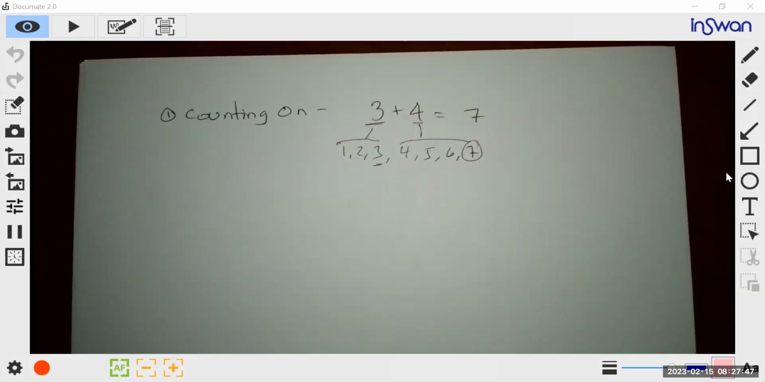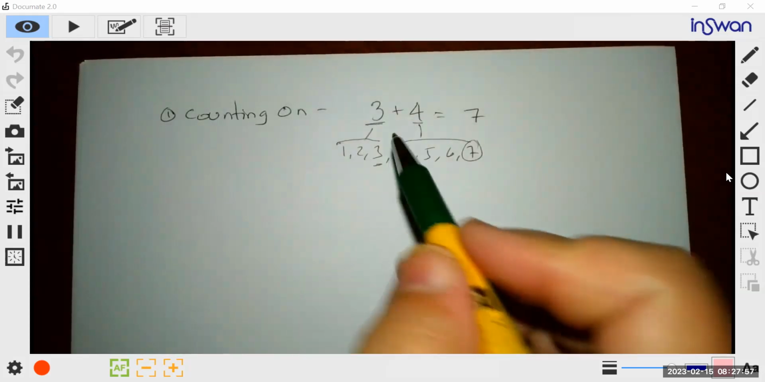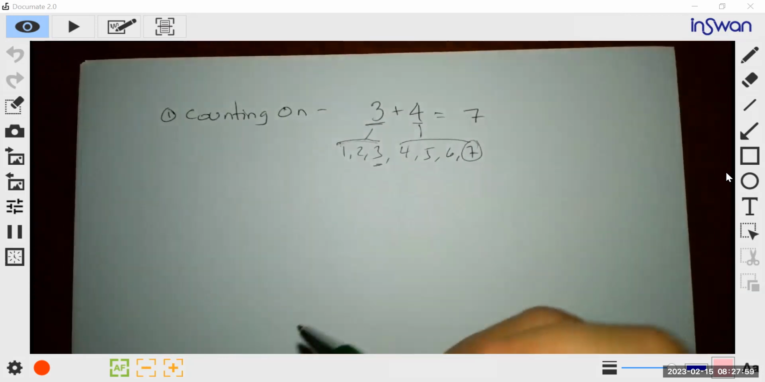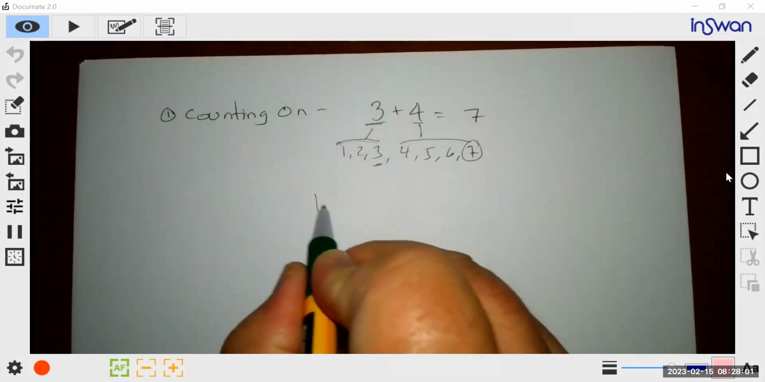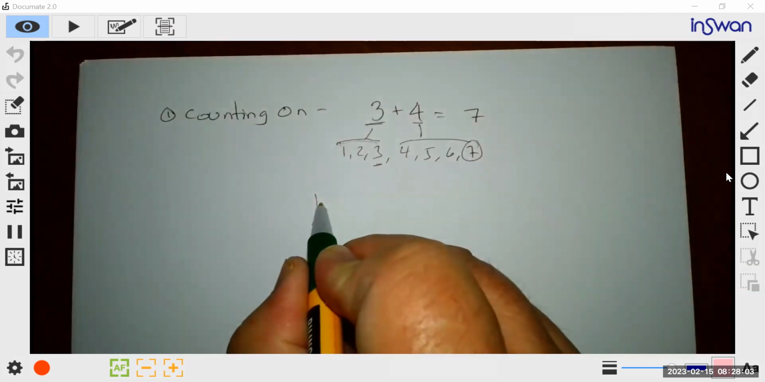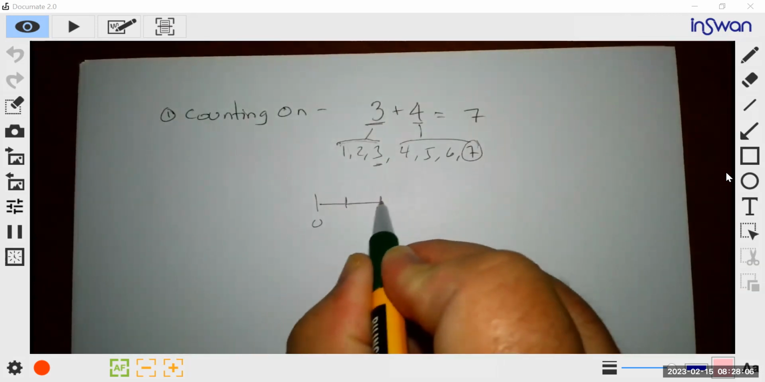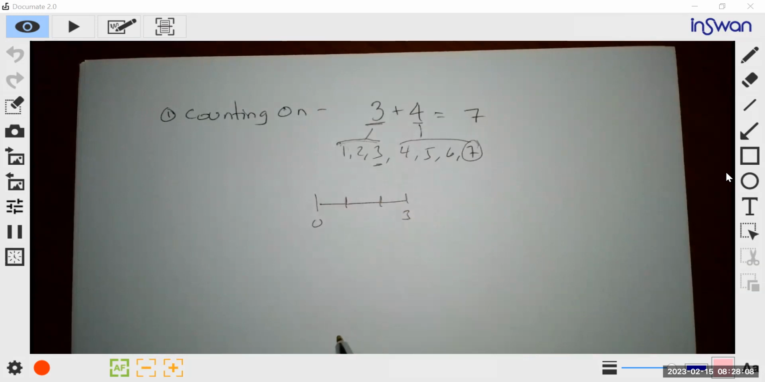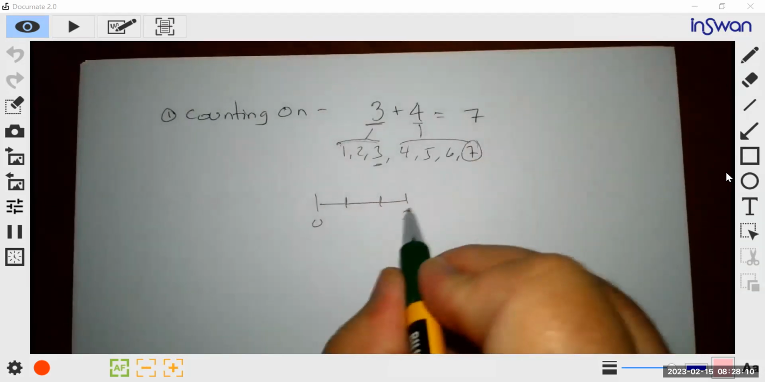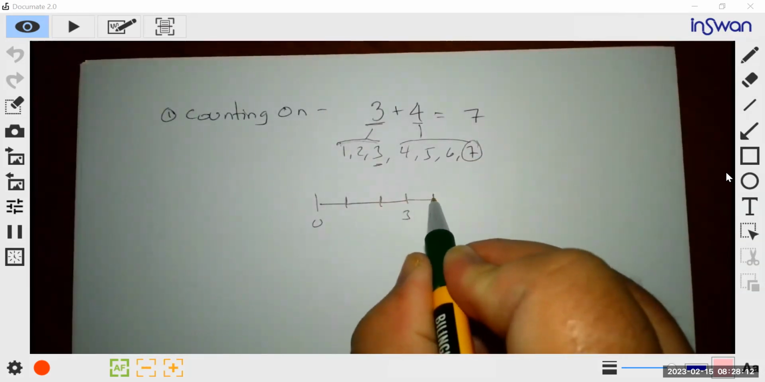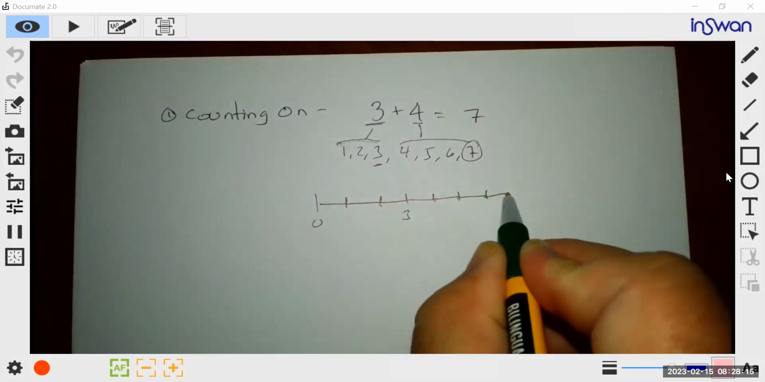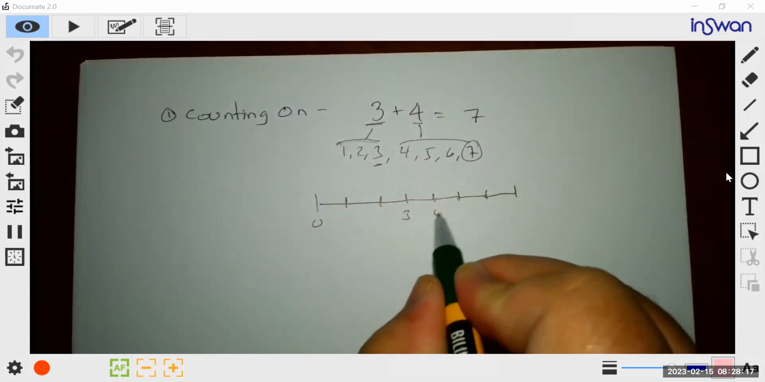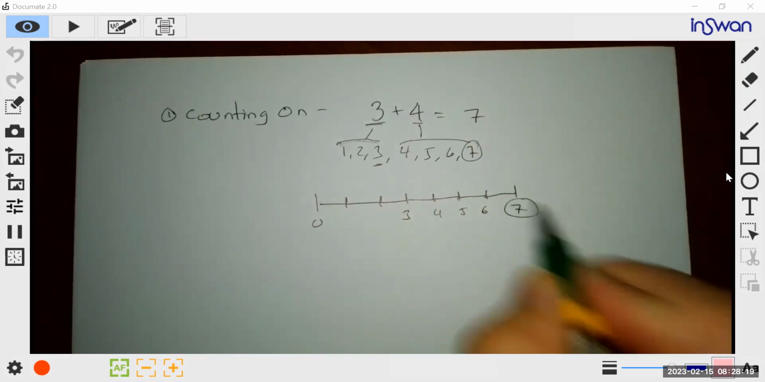So you start by counting how many you have the first number, and from that last number, you count how many the next set is. So what these represent are not really numbers, they represent how many numbers. From 0, I would have to go 3 spaces. 1, 2, 3. From 3, I gotta go 4 more. 1, 2, 3, 4. So it's 4, 5, 6, 7. So the answer is 7.